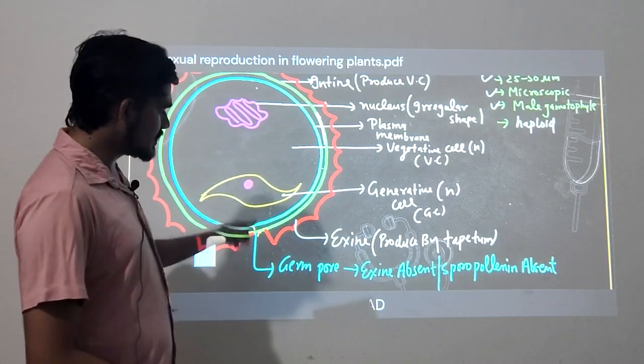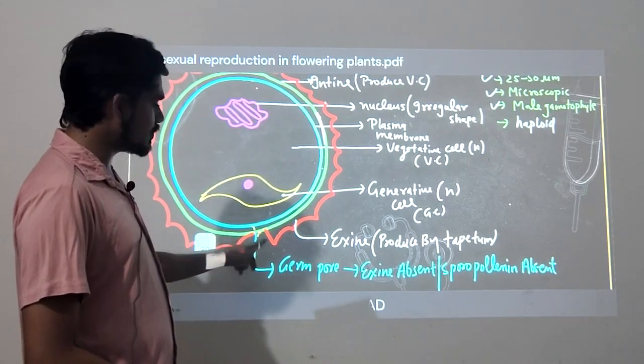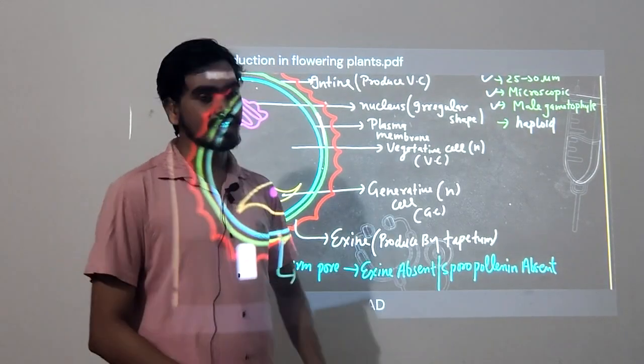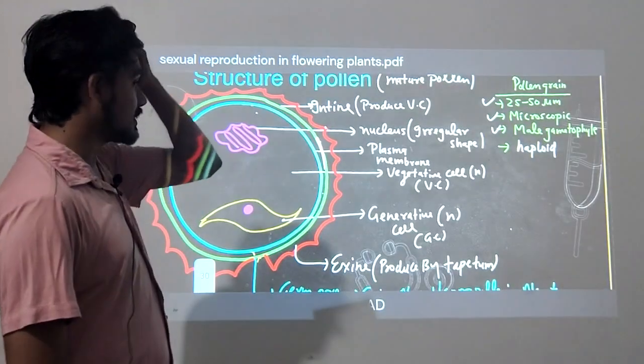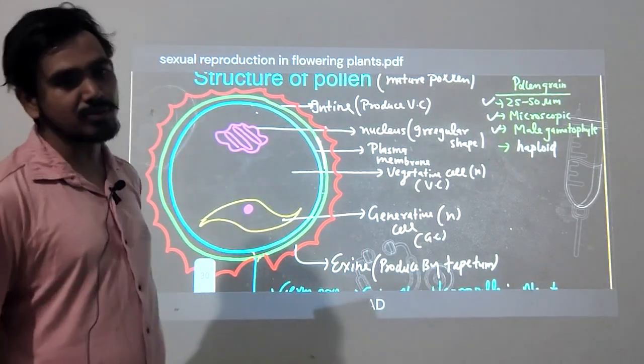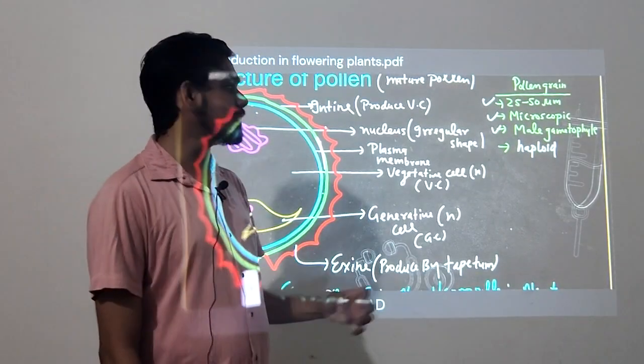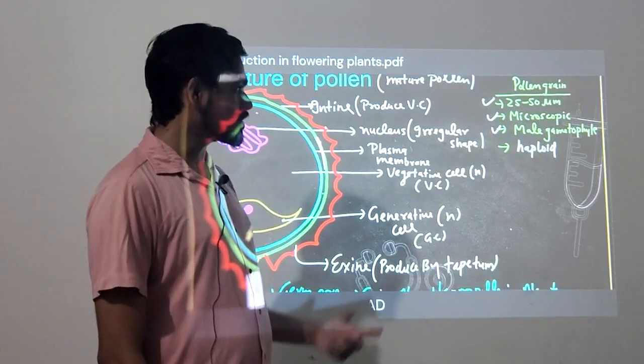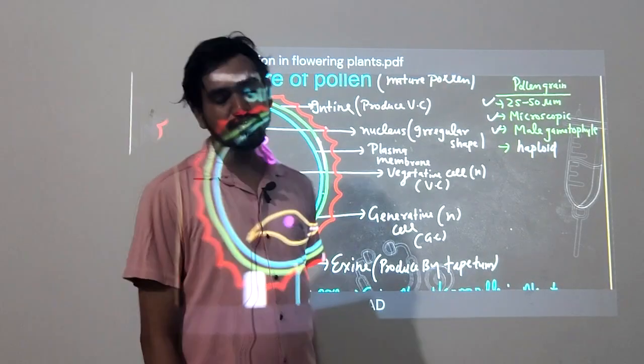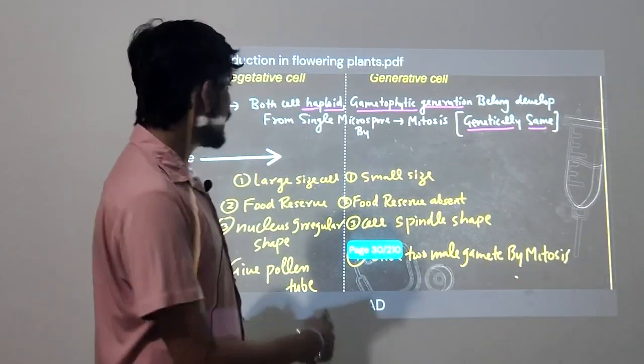And here see, germ pore absent, or we can say sporopollenin present. The size of the pollen grain ranges from 25 to 50 micrometers, and it is a microscopic, haploid male gametophyte.